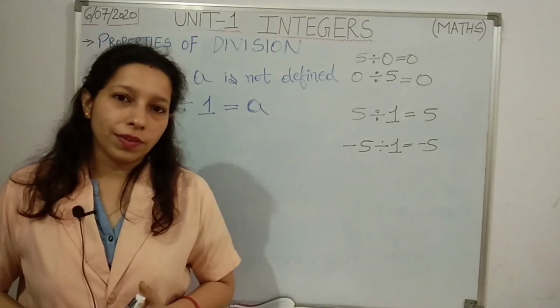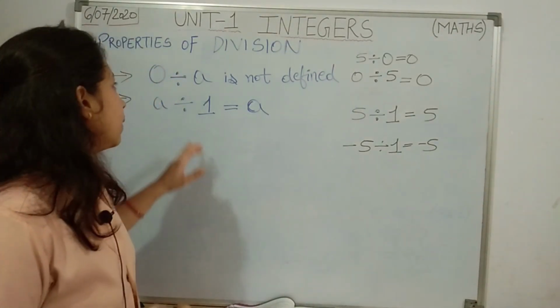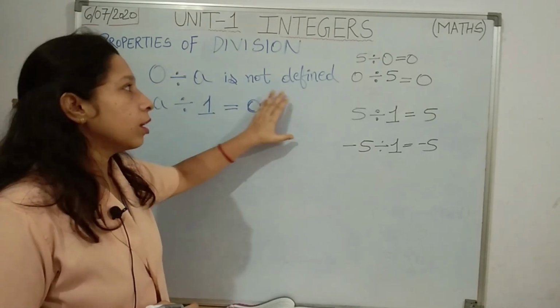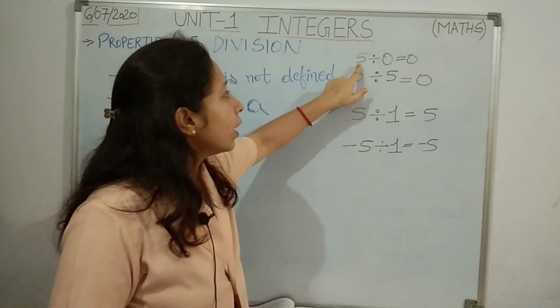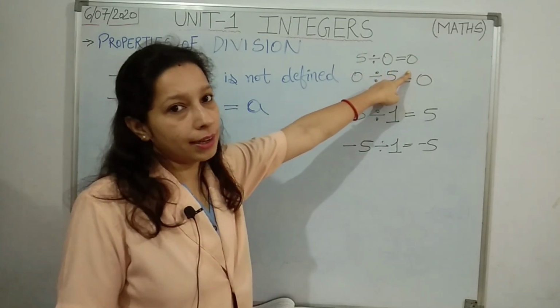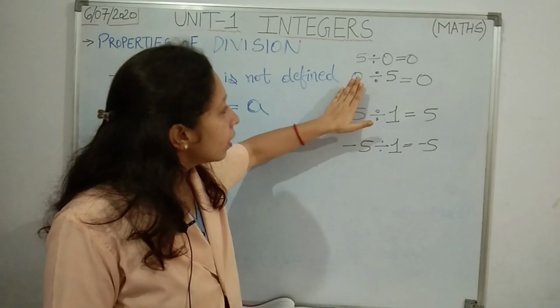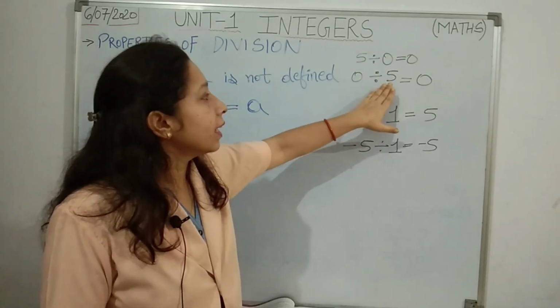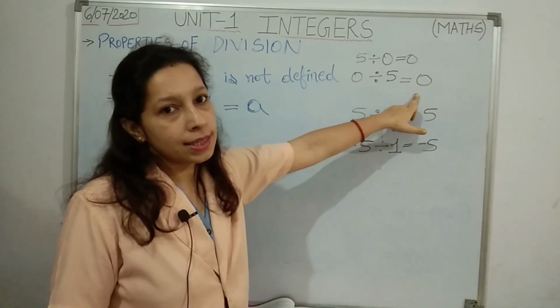For properties of division, two things only, students. See, a divided by 0 is not defined. Whenever you divide any integer by 0, it is meaningless. And whenever you divide 0 by any integer, again you are going to get 0.